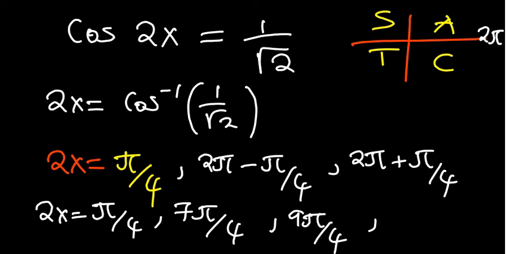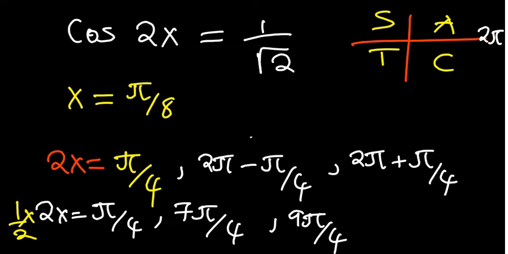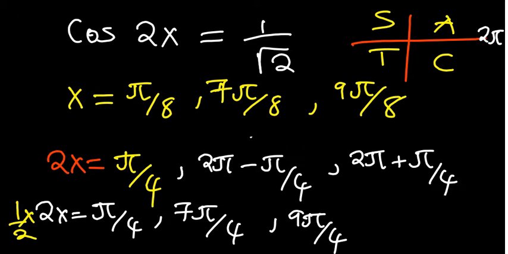At this point, you can also add 2 pi to 7 pi over 4, but I think that's going to be too big. Unless we had maybe a 3 or a 4, we could have gone that far, but we'll end here. So to find the actual values of x that satisfy the equation, we have to divide by 2, which is the same as multiplying by 1 over 2. So our values of x will be pi over 8, 7 pi over 8, 9 pi over 8. So these are the possible solutions we have less than 360 degrees.